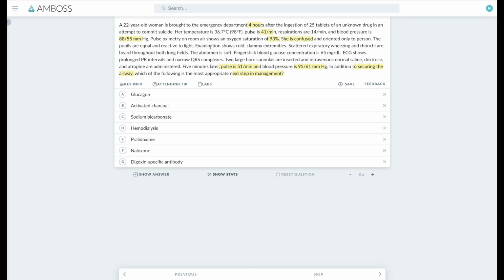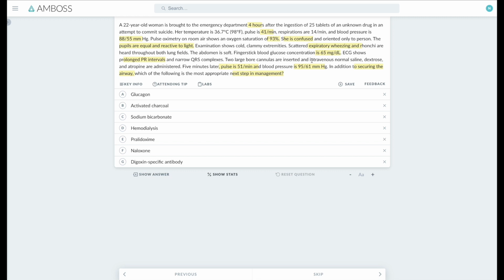Pupils are equal and reactive to light. Even though this is a negative sign, which means it doesn't indicate any pathology, it has confirmed to me that I should exclude organophosphorus poisoning, because with organophosphorus poisoning, even though it also shows bradycardia and hypotension, the pupils will be miotic and will not be reactive to light. They're going to be fixed and constricted. Examination shows cold, clammy extremities, scattered expiratory wheezing and rhonchi, even though that can be confused with organophosphates a bit. Blood glucose is 65, EKG shows prolonged PR, narrow QRS.